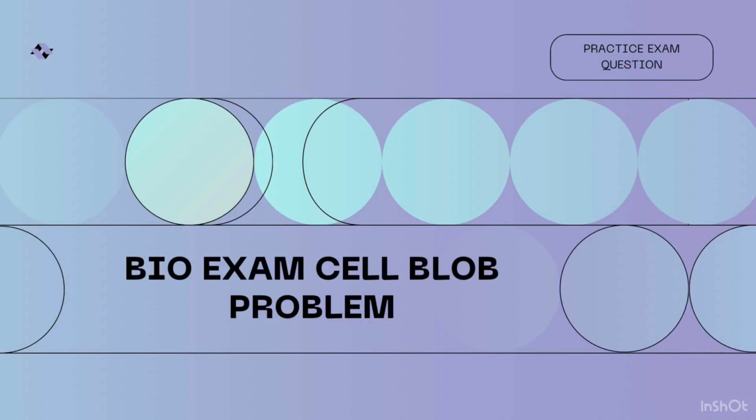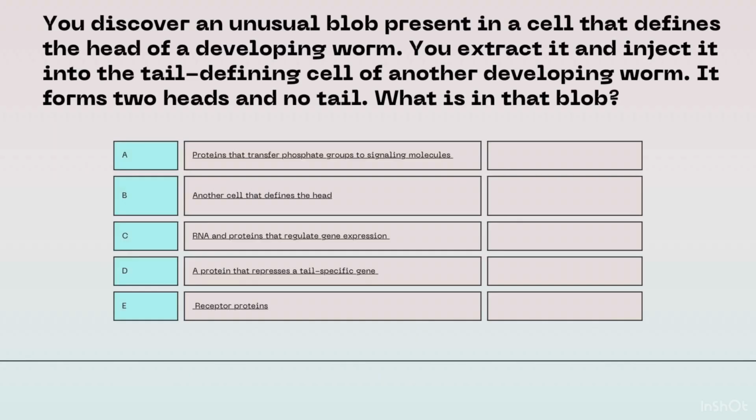Today we're going to be looking at a problem about cell blobs. Yes, you heard that right. So let's just look at the question. You discover an unusual blob present in a cell that defines the head of a developing worm. You extract it and inject it into the tail-defining cell of another developing worm. It forms two heads and no tail.